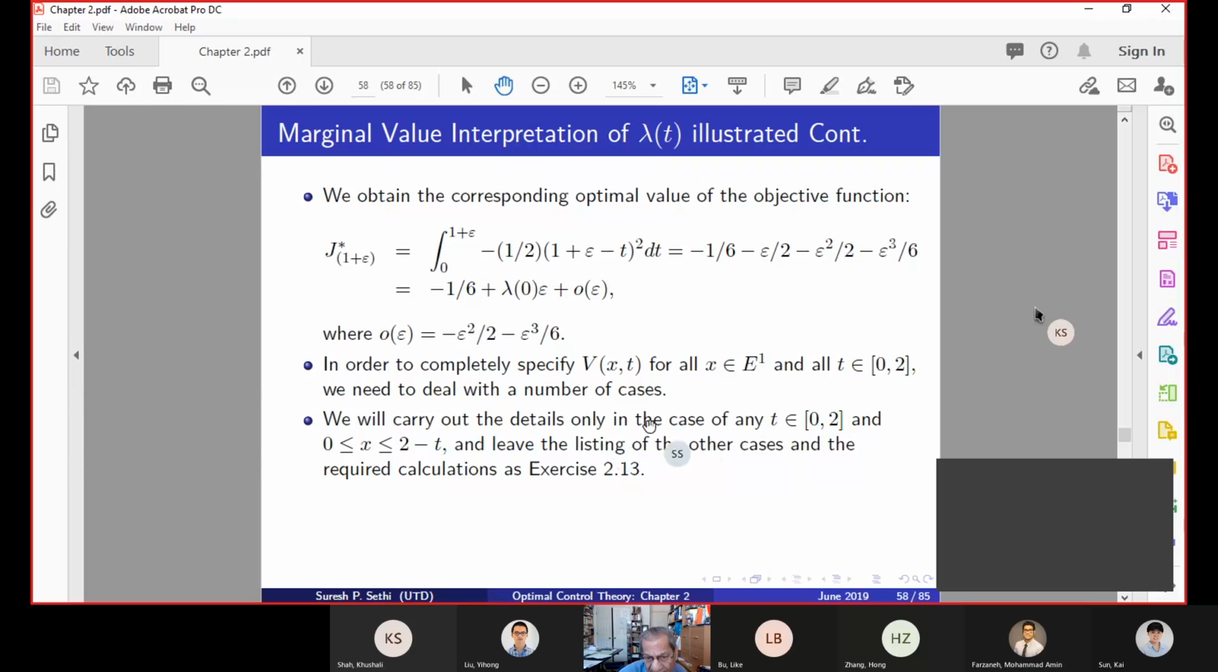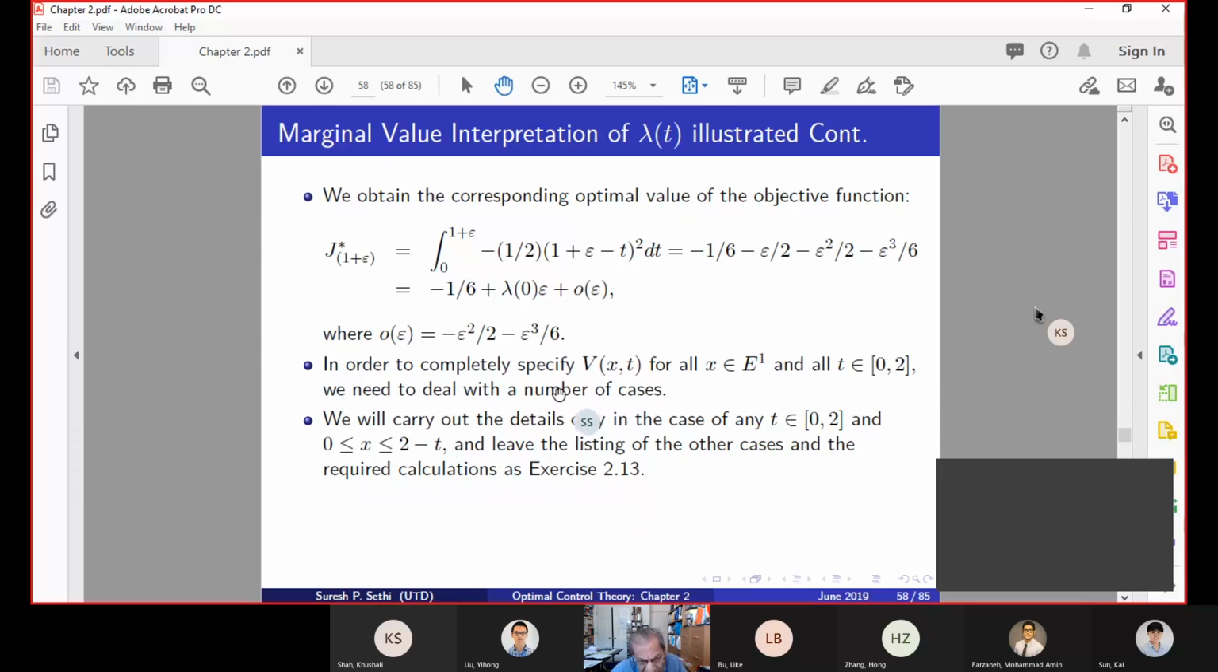I'll carry out the details only in this case. There's one more thing we're going to do. We want to find out the V_x(x,t). We can actually take the derivative of the value function with respect to x and also find lambda. So given that, let's see what the value function is.